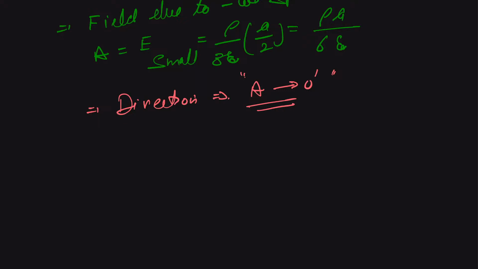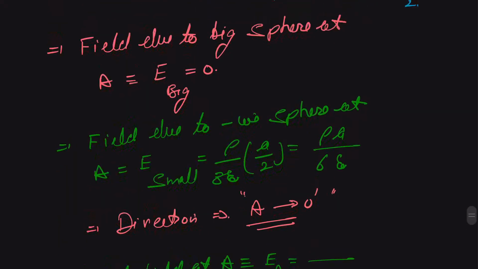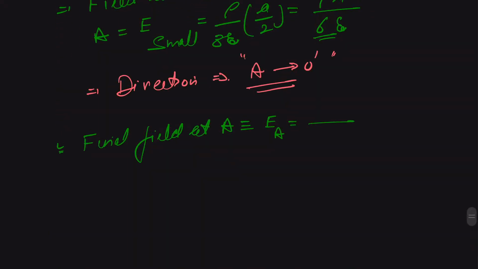Therefore, we can say that the total field at A, let us call this EA, will be equal to the field due to the big sphere, which is equal to 0, plus the field due to the small sphere, which is rho A by 6 epsilon naught. So that is our algebraic sum, or superposition. So this comes to rho A by 6 epsilon naught, and the direction is towards the cavity center, towards our O prime.